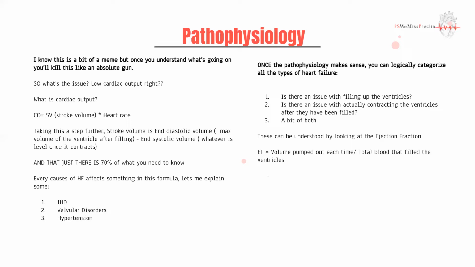You are going to fill the heart up during diastole. Hopefully your ventricles are full of blood, and then you're going to pump them out into the aorta and the pulmonary artery. This is not always going to be 100% of the blood. You're almost always going to have some blood left over after. That's going to be the end systolic volume, right? If you subtract the two, you get the actual volume that was pumped out.